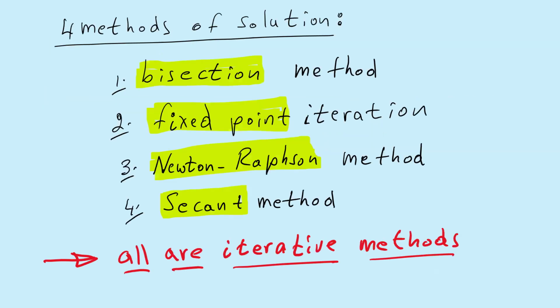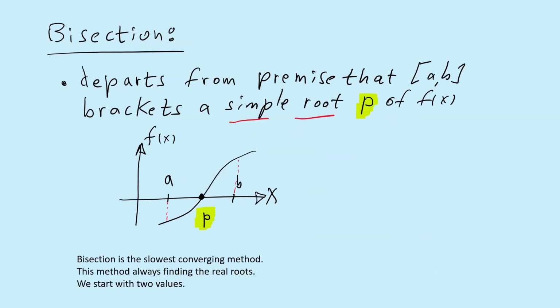In this lecture and the following ones, you will become familiar with four methods for finding the roots of a function: the bisection method, fixed point iteration, Newton-Raphson method, and secant method. These four methods are iterative methods. First, we start with the bisection method.